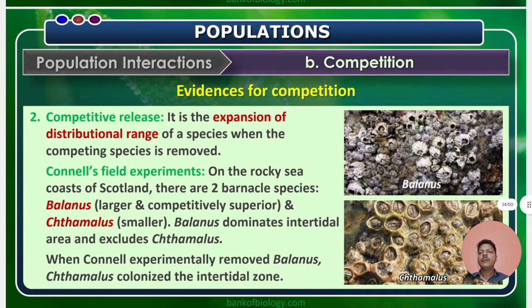Next, the second evidence is competitive release. It is the expansion of the distributional range of a species when the competing species is removed. Here you see Connell's field experiment. On a rocky sea coast of Scotland, there are two barnacle species, Balanus, which is larger and competitively superior, and Chthamalus, smaller. Balanus dominates the intertidal area and excludes Chthamalus. When Connell experimentally removed Balanus, Chthamalus colonized the intertidal zone.